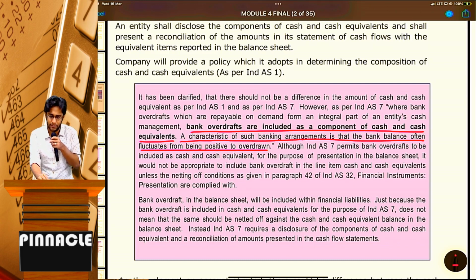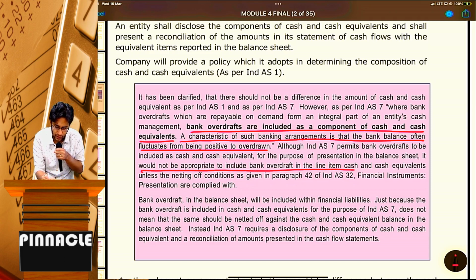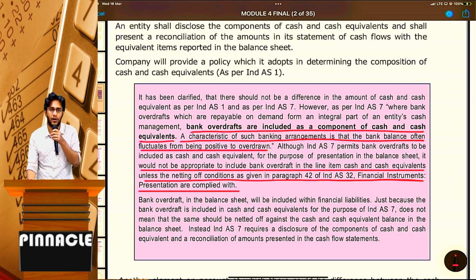Although Ind AS 7 permits bank ODs to be part of cash and cash equivalents for the purpose of presentation in the balance sheet, it would not be appropriate to include bank overdraft in the line item of cash and cash equivalents unless the netting conditions given in Ind AS 32 are complied with. Of course, in Ind AS 32 we have offsetting principles. Financial asset and financial liability can be offset. Unless our conditions are satisfied, you are not supposed to do any netting of bank overdraft separately in the balance sheet. For cash flow statement purposes, no problem, you can club it.